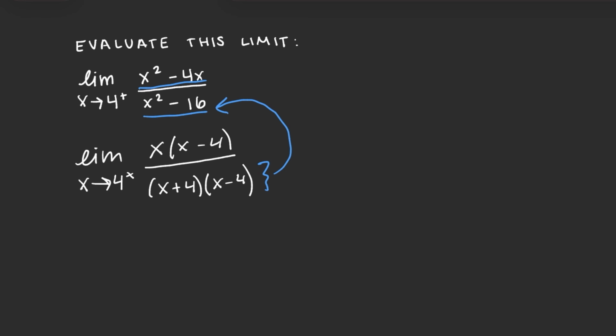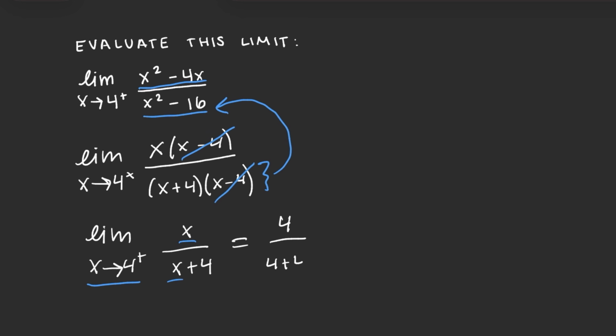But this just makes it easier to work with, because then we can get rid of the x minus 4 up here and the x minus 4 down there, which would leave us with the limit as x approaches 4 of x over x plus 4. There's nothing left to do, so we can plug in 4 for anywhere we see an x, which would leave us with 4 over 4 plus 4, which would give us 4 over 8, which would equal 1/2. And this would be our final answer for this one.